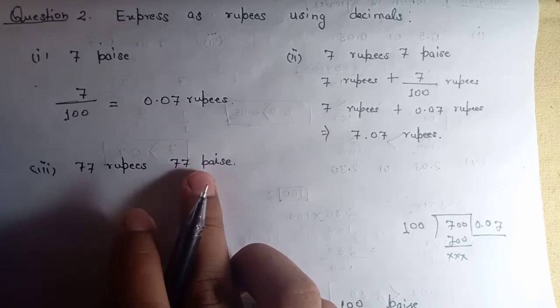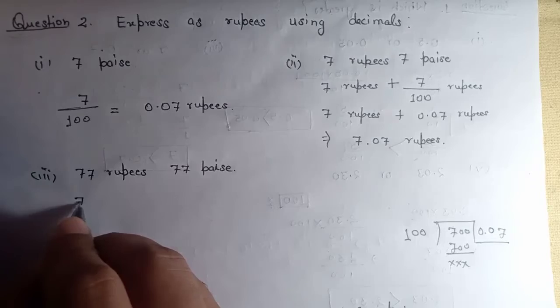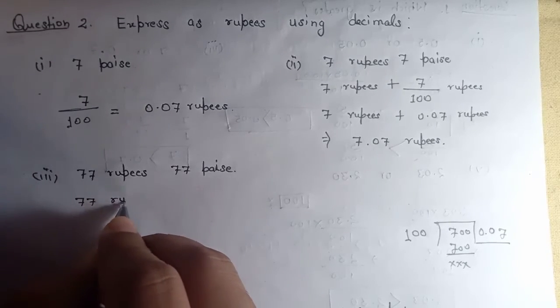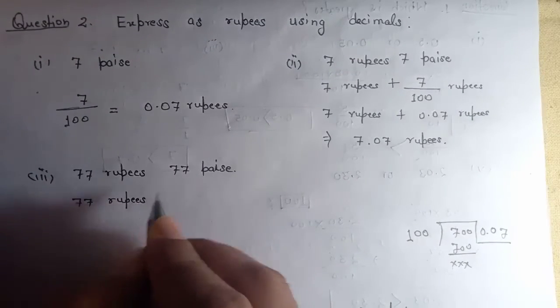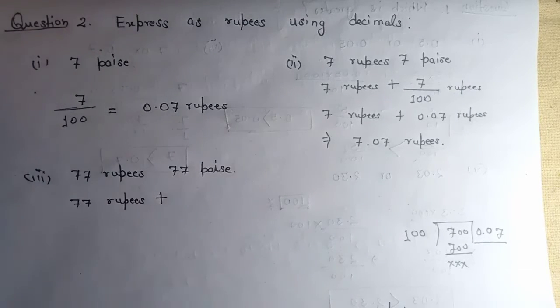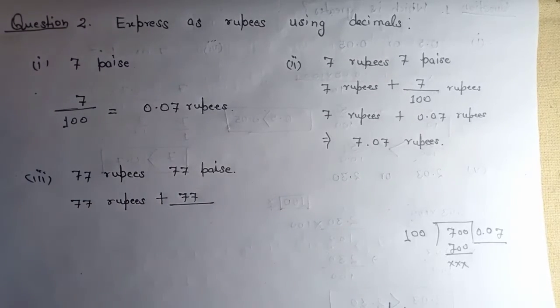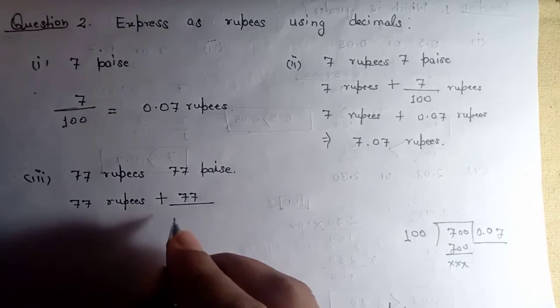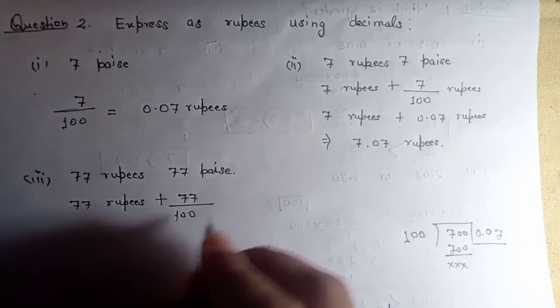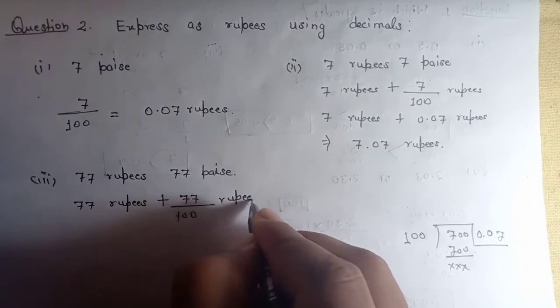77 rupees 77 paise. How to deal with this? 77 rupees, let it be in rupees, do not disturb this. But the 77 paise which are added to 77 rupees, you have to convert them into rupees. So 77 is now divided by how much? By 100, and it just converts into rupees.